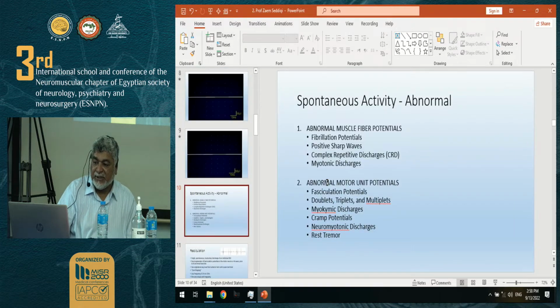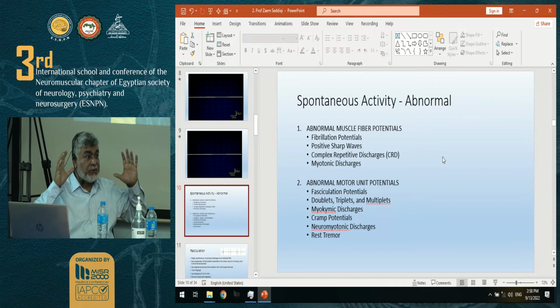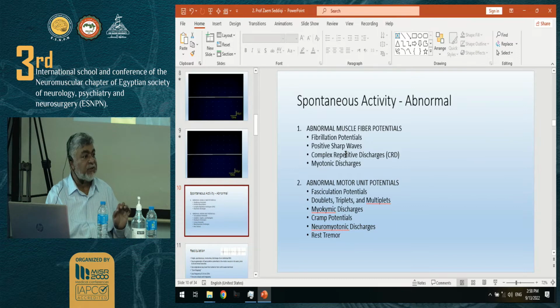Let's talk about spontaneous activity. Spontaneous activity can come from muscle fibers or from the axon or neuron, and they have different morphology and firing patterns. These ones come from actual muscle fibers: fibrillation potentials, positive sharp waves, CRDs, and myotonic discharges come from individual muscle fibers. Their morphology, shape, size, and duration tell you it's a muscle fiber, plus their firing pattern. Motor unit potentials, when they fire spontaneously, include fasciculations, myokymia, cramps, neuromyotonia, and so on.